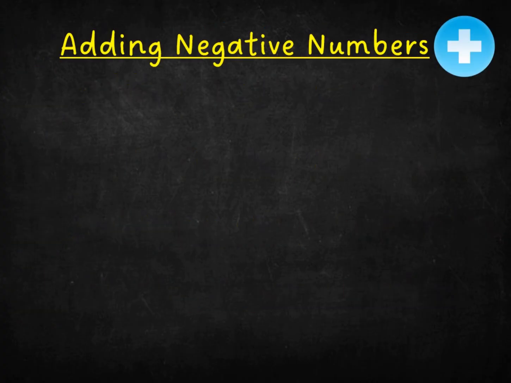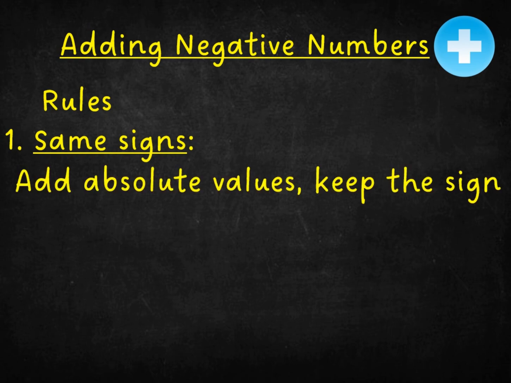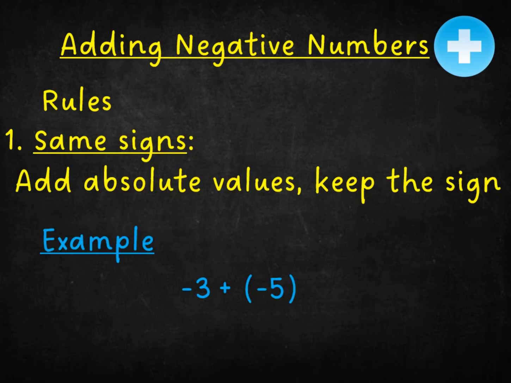For adding negative numbers, there are some rules. Rule number 1. If the two numbers have the same signs, add absolute values of the two numbers and keep the sign. For example, -3 plus -5. Add 3 and 5 and keep the negative sign. So the result is -8.